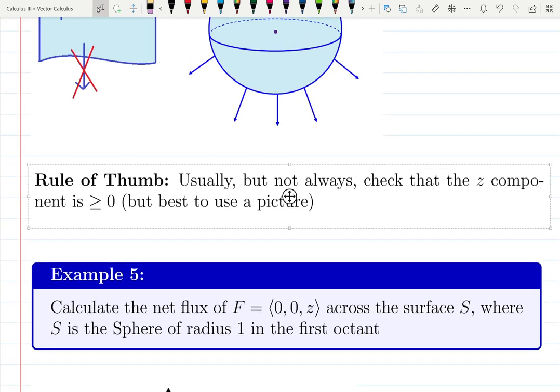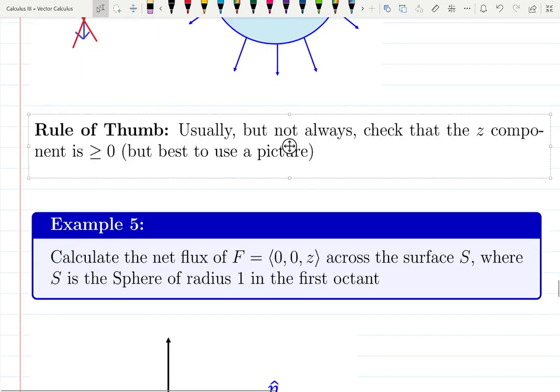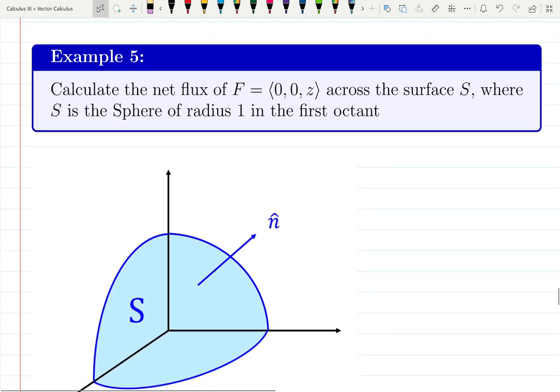So, rule of thumb, usually but not always, check that the z component is positive. But usually the picture tells you how to do it.